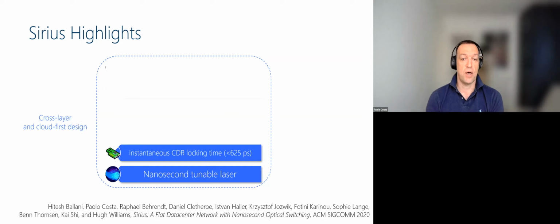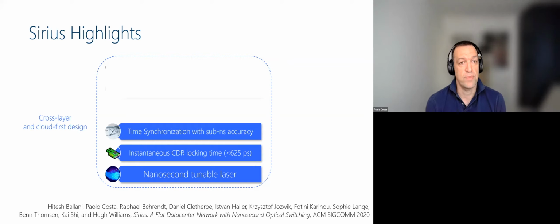We also need to think about CDR locking time. One thing is how fast you can switch the light, but the second is how fast you can recover the signal. It turns out that yes, you can switch the light very fast, but then it may take hundreds of nanoseconds to start recovering the signal. That means it's completely useless to have a very fast switch to start with. So we also had to develop a method to achieve a sub-nanosecond locking time.